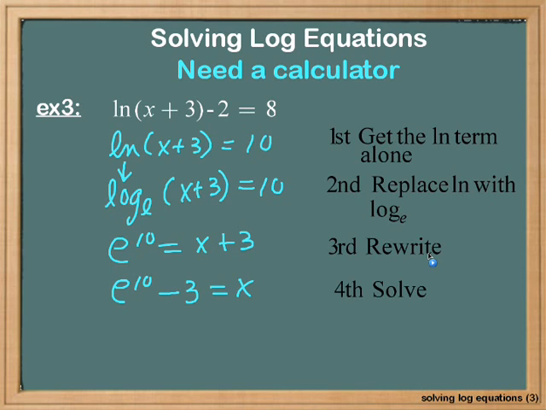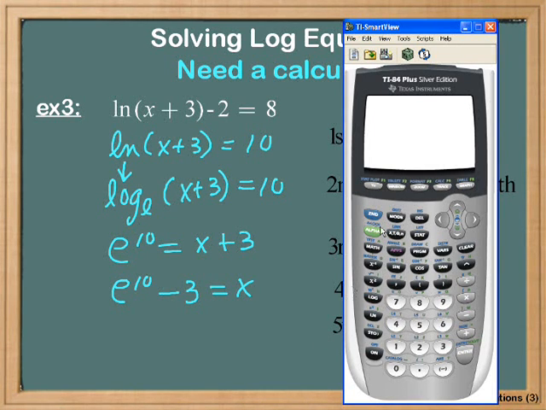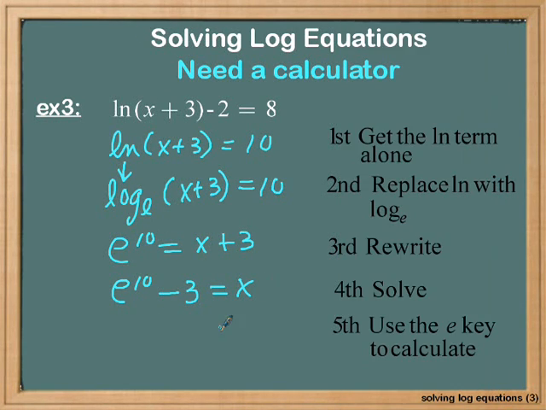So now that I've gone ahead and solved for x, my final step is to use the e key to calculate. And here's how that will look. If I go ahead and do the equation, which is e, and you're going to have to use your second key if you have the same type of calculator, to the 10th, and then subtract the 3, and we get 22,023.46579. That 7 will make the 5 go up to a 6. So our final answer is going to be x equals 22,023.466.